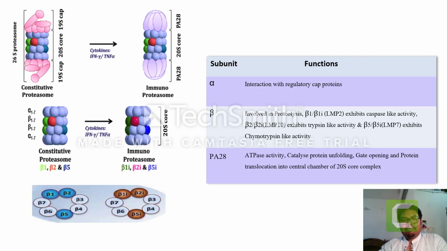Then PA28 has ATPase activity and catalyzes protein unfolding, gate opening, and protein translocation into the central chamber of the 20S core complex. The translocation of the proteins within the central channel is also dependent upon ATP.